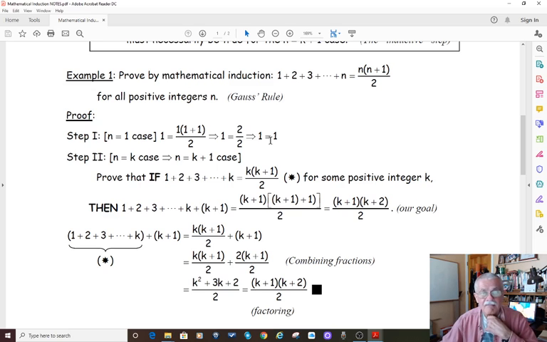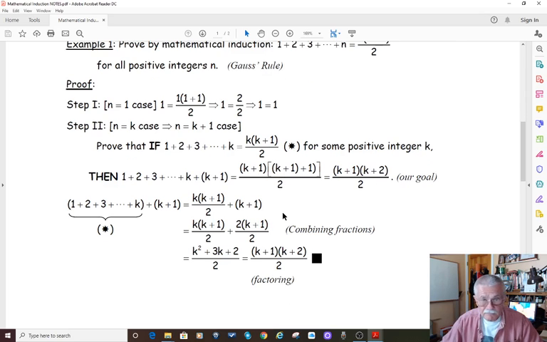Step two says if this is true, which is the kth case, then if you add an additional term, called the k plus 1 case, you should get the same thing you got here, except k is replaced by k plus 1. So if k is replaced by k plus 1, this becomes k plus 1, and you get k plus 1 plus 1, or k plus 2. Our goal is to show, we assume this is true because that's part of the if, and we want to show that that implies this is true. So that's our goal.